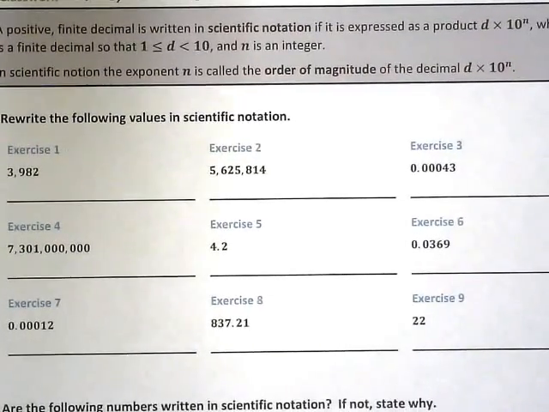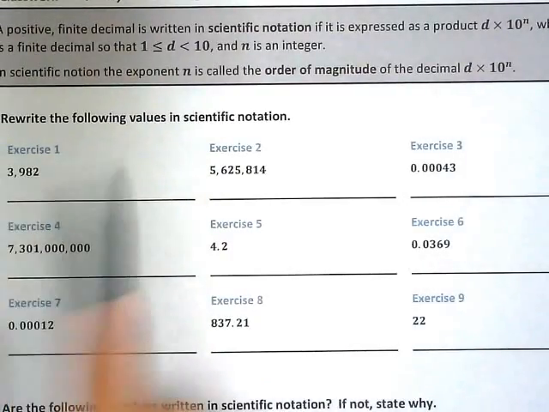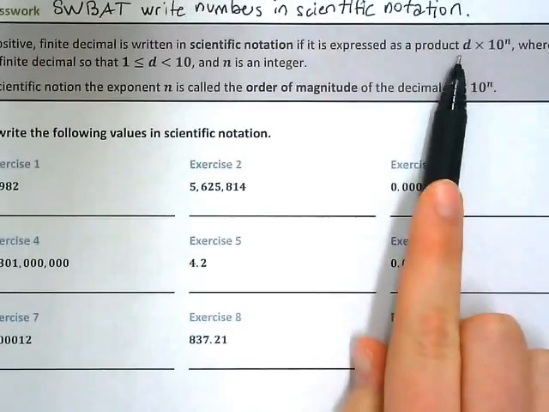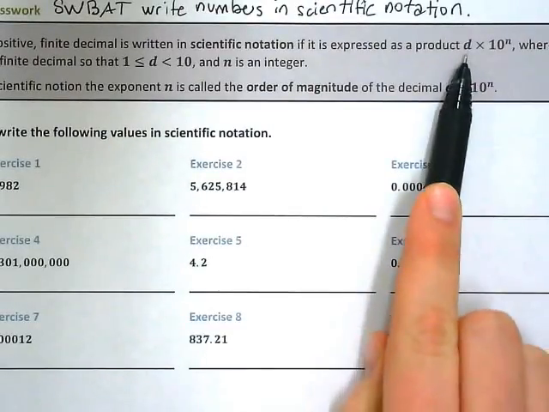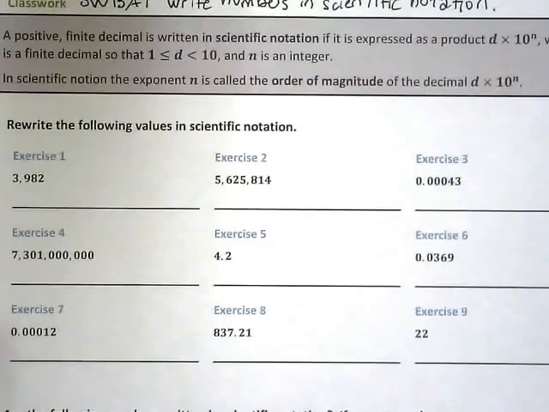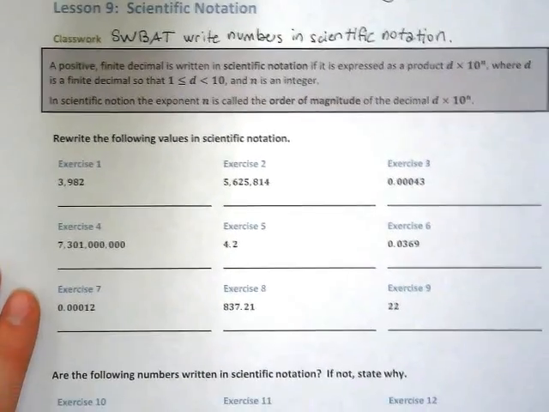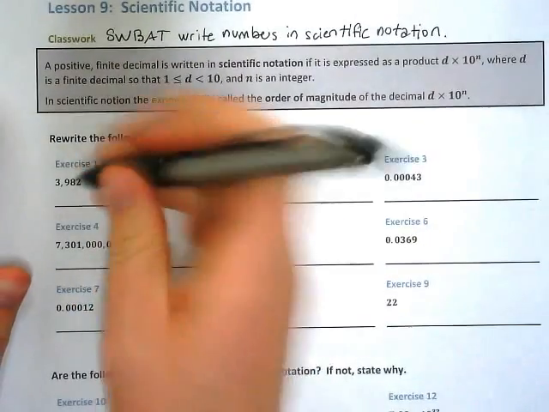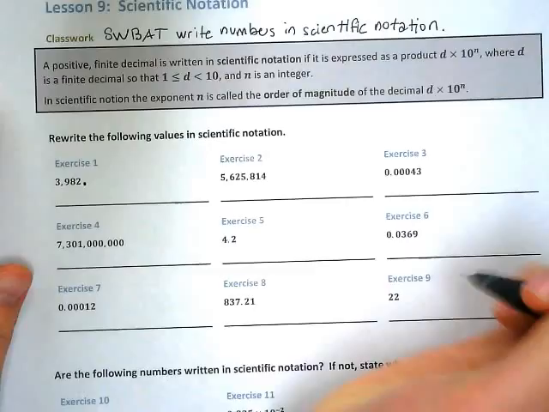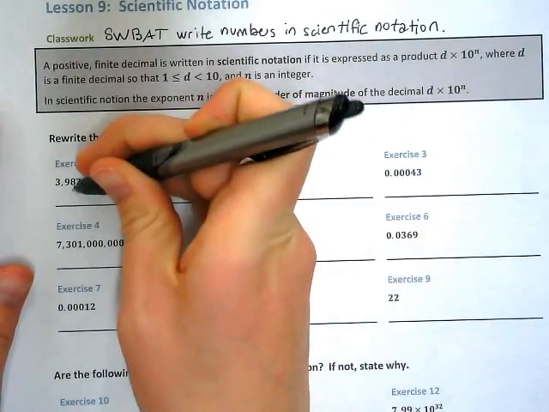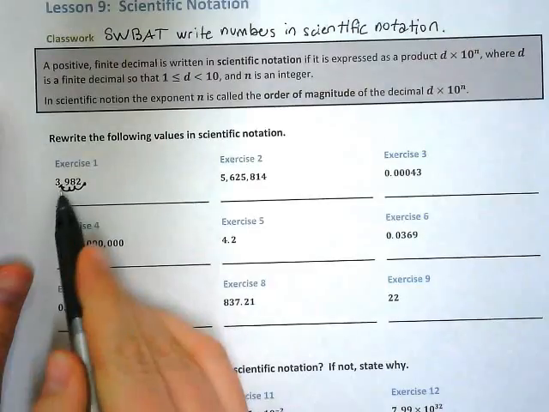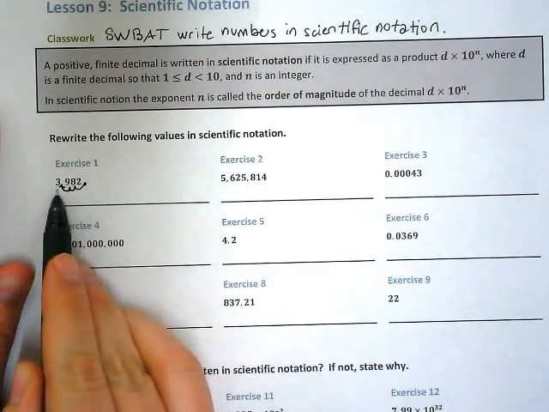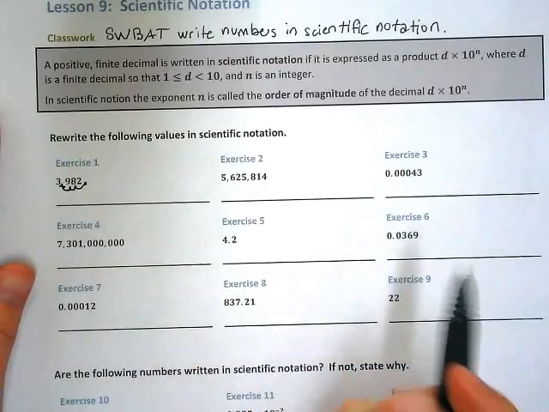We start with exercise 1. I want to write 3,982 in scientific notation. But I know that I want to write it as d times 10 to the something. And d should be a smaller number than 3,982. So what we're going to do is we're going to put the decimal, we could imagine there's an invisible decimal right there, and move it right here, because we can have one number in front of the decimal point when we're using scientific notation.